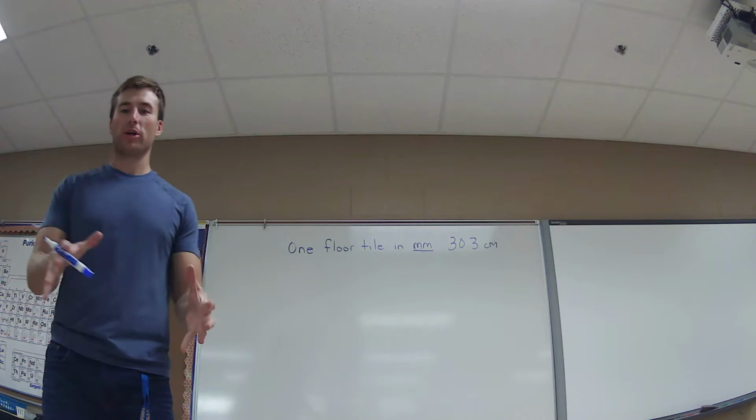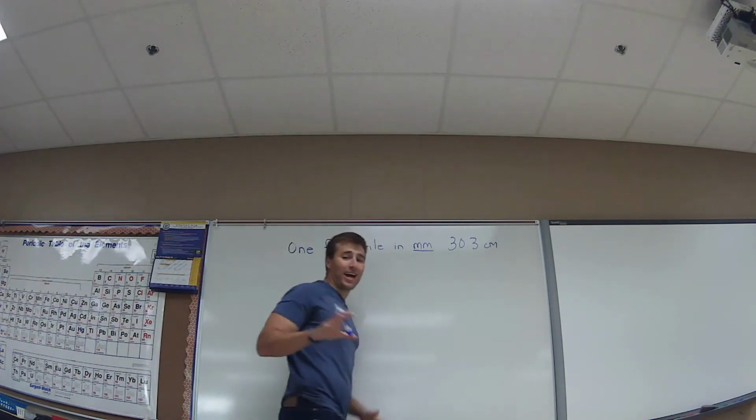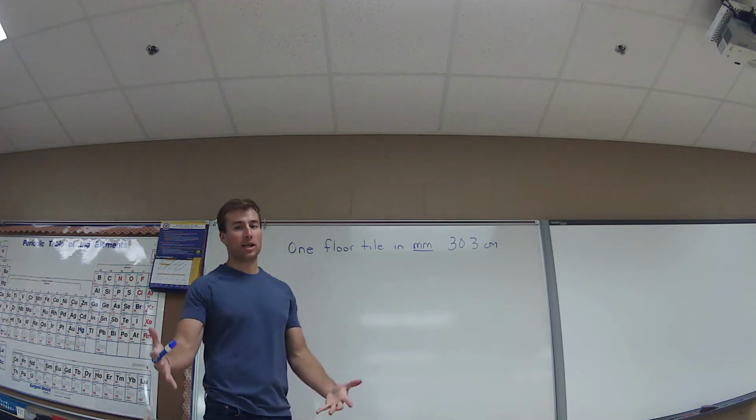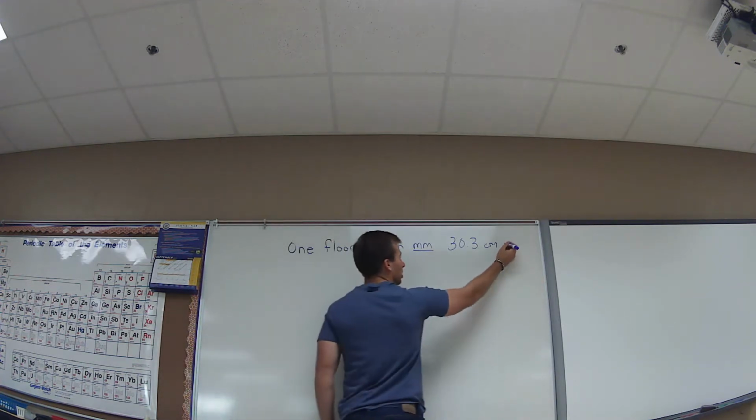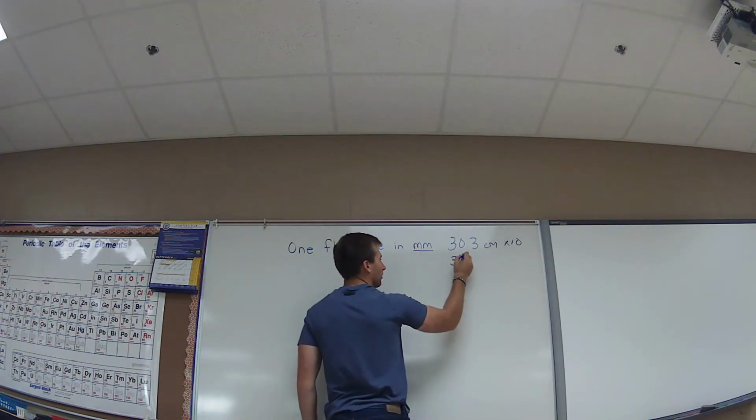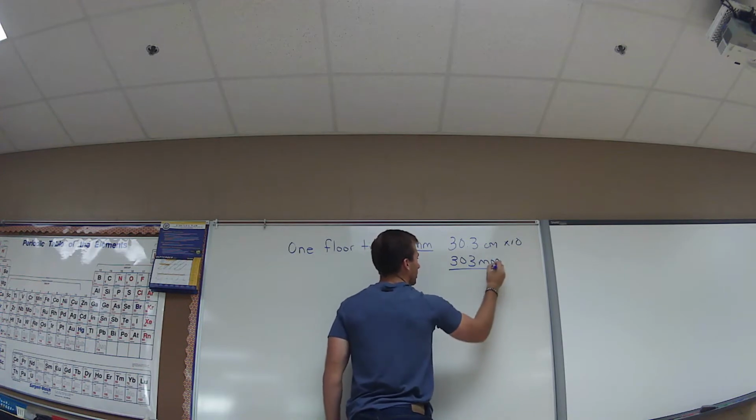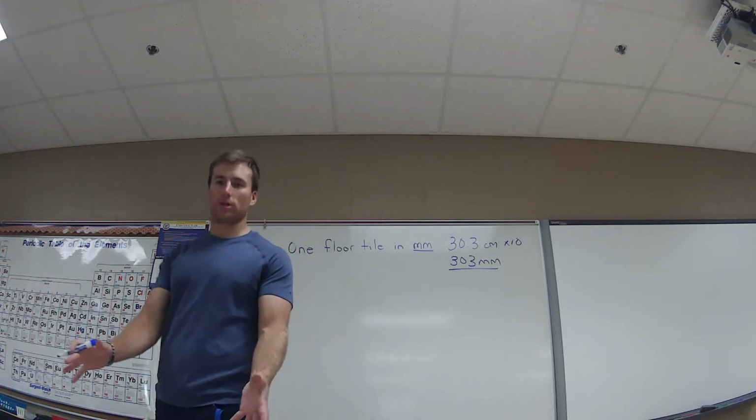So that gives us a pretty good start. And now we need to make the conversion. We know that there are 10 millimeters in every centimeter. So what we need to do is multiply this number by 10, and we get our answer of 303 millimeters in each floor tile.